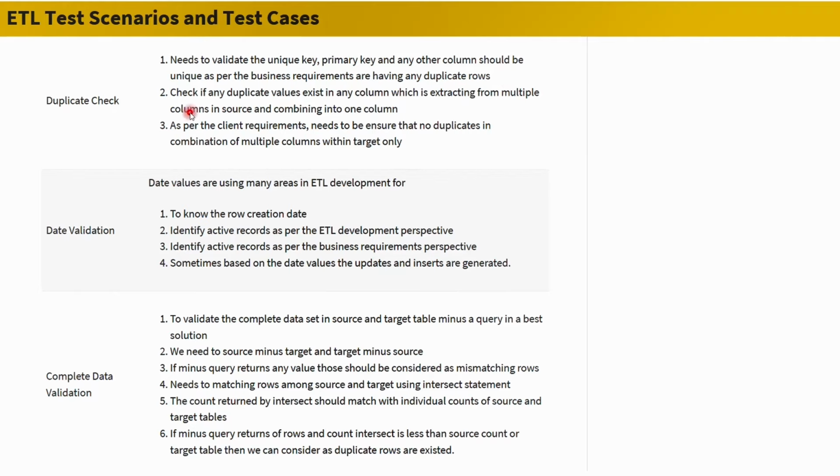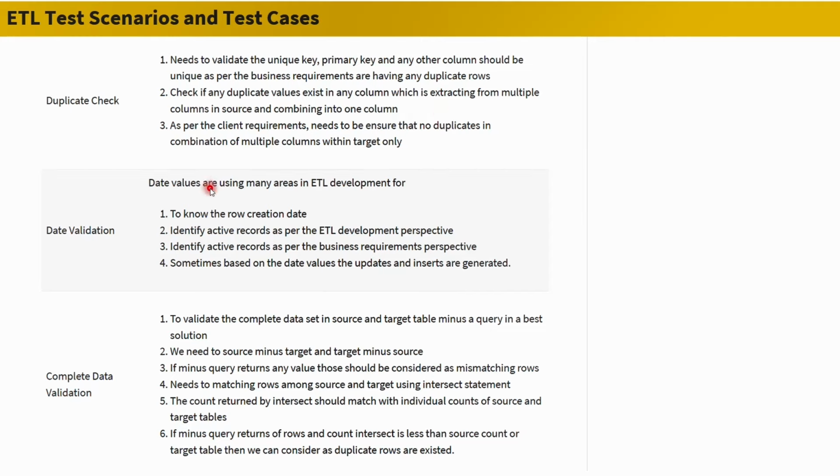Another duplicate check: we need to make sure whether any value exists in a column that is extracted from multiple columns in the source and combined into one column. If that is happening, the test case will be marked as failed.